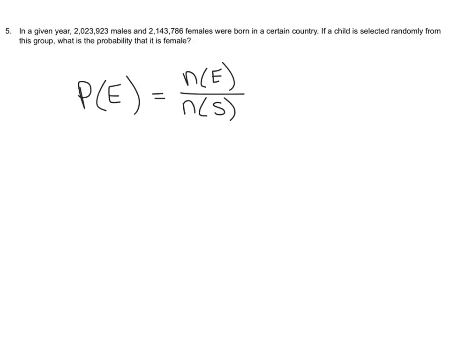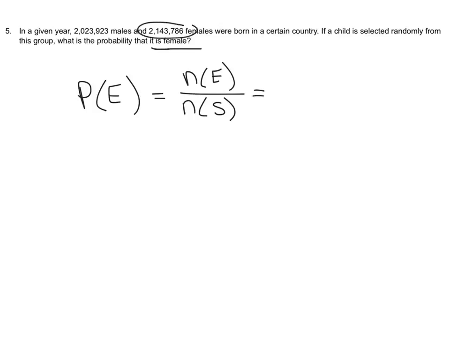The probability is found by dividing the number of outcomes in an event over the total number of outcomes. So here we're looking at the number of males and females born in a certain country. We want to know the probability that the child is female. So our event is the number of females.